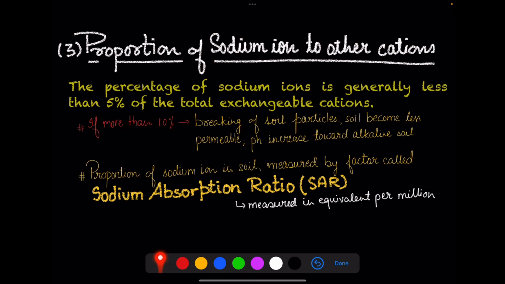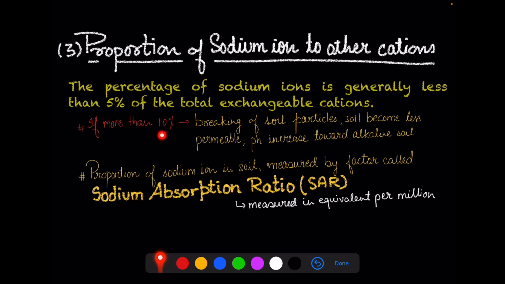Next parameter is the proportion of sodium ion to the other cation ion. Generally, the permissible limit is 5%. If we have 5% or less, then the concentration is considered to be ideal, and it will contribute towards the overall growth of the plant. If this concentration is between 5 to 10, things can be managed.